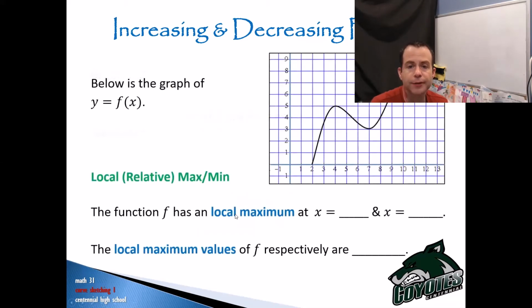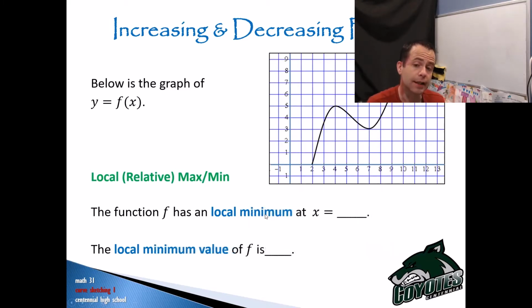So now we're going to take a look at local or relative max or mins. The function f has a local maximum at 4, right there, and 10, right there. Now, we already talked about 10, but absolute maximums are still local maximums. A local max or a local min is any sort of turning point that you see in the graph. So then the local maximum values of f would be respectively 5 and 8. We're just looking for where we see those changes of direction.